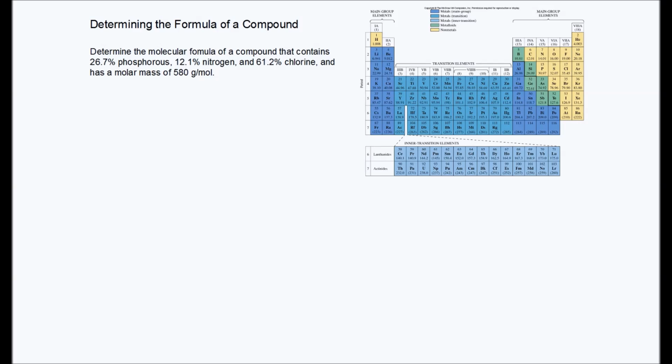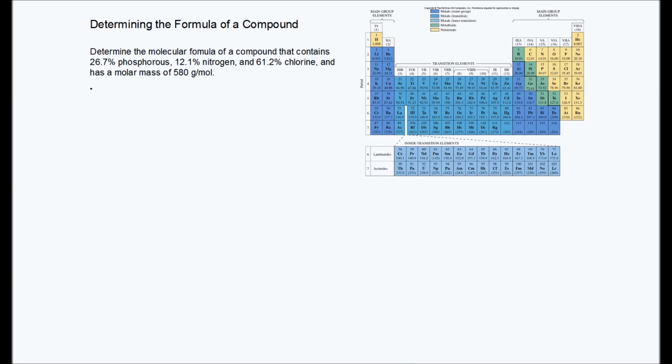All right. So, now we're going to take these steps that we've now learned here, and we're going to add one thing to them. And that one thing is how we take that and determine the molecular formula for a compound. So, here we have a problem. And it starts off pretty much the same way as the last problem did. 26.7% phosphorus, 12.1% nitrogen, 61.2% chlorine, and has a molar mass of 580 grams per mole.